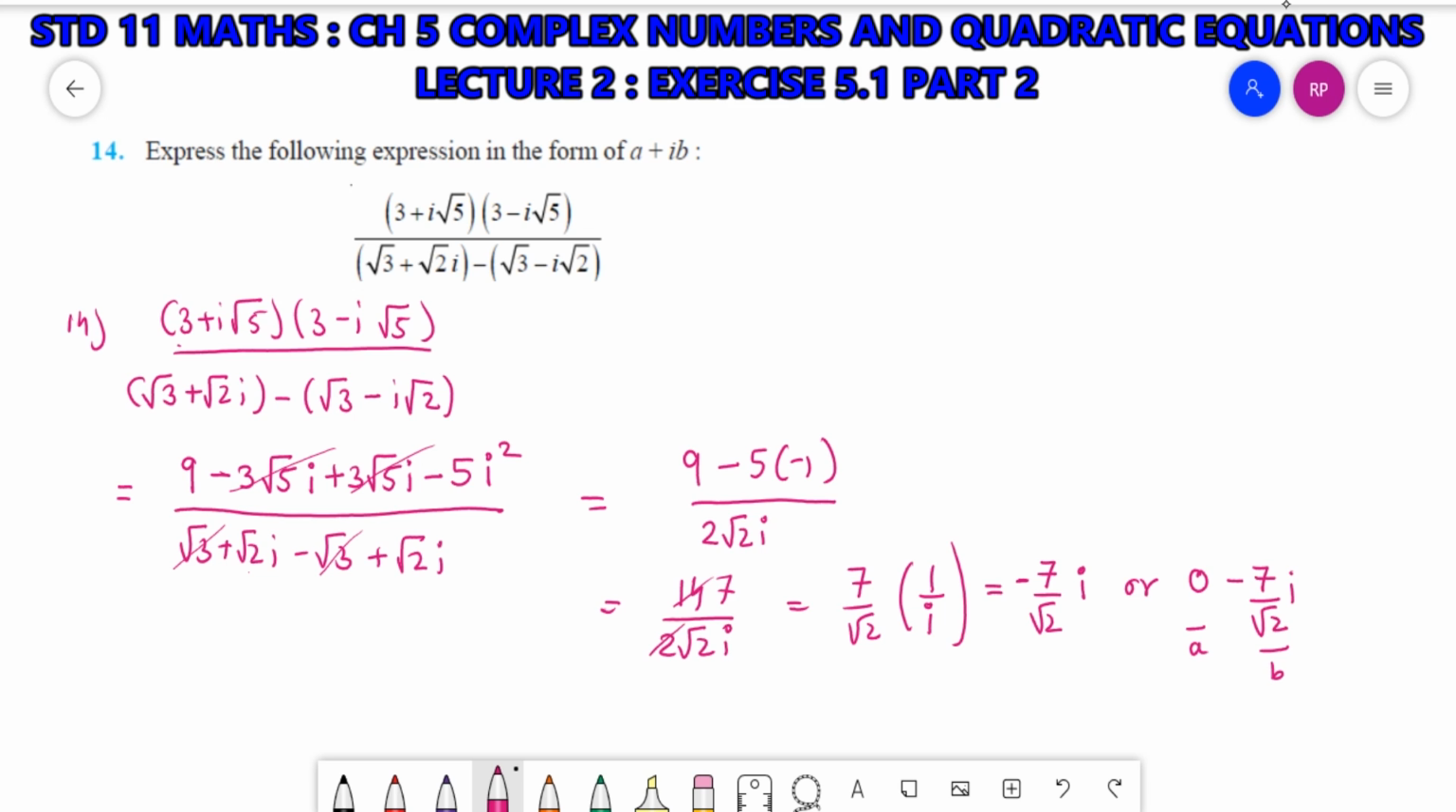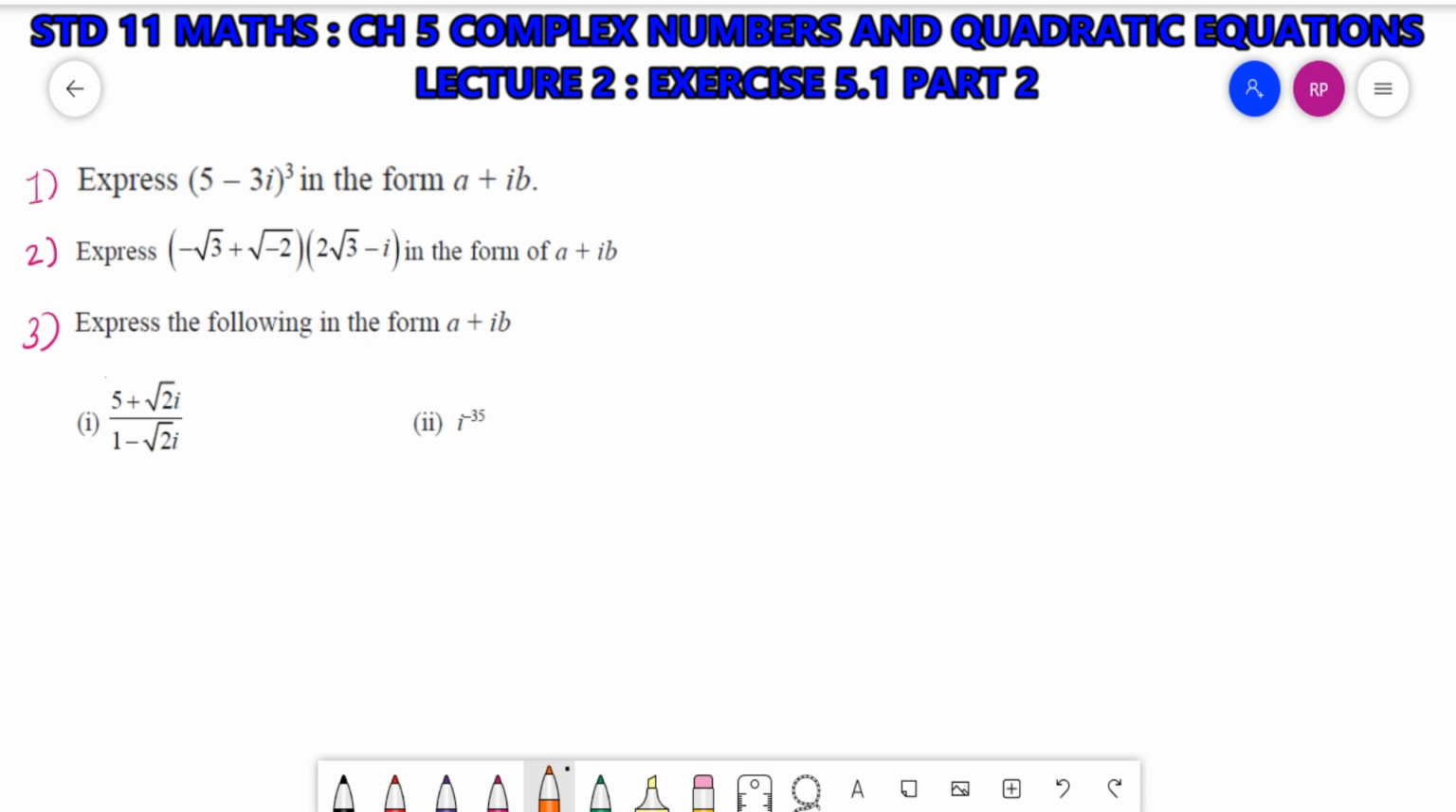Okay, so that was about exercise 5.1. Here we had completed exercise 5.1. Now let's see some extra questions. Okay, let's see the first one. That is express (5 minus 3i) whole cube in a plus ib. 5 minus 3i whole cube.